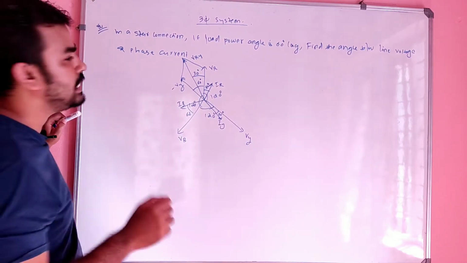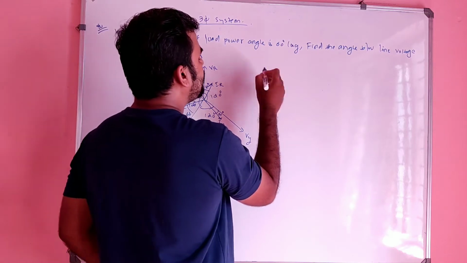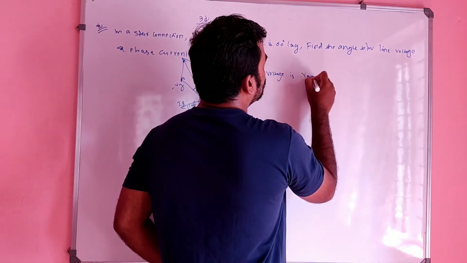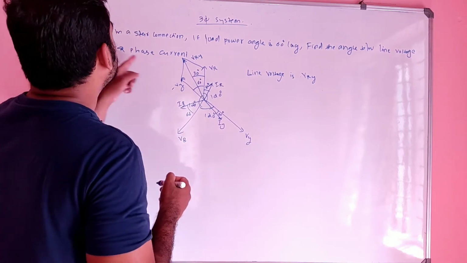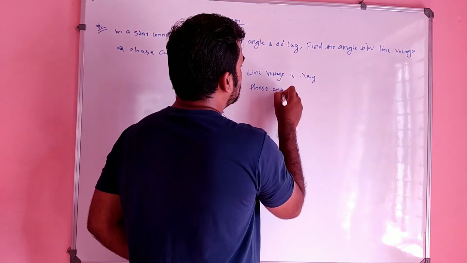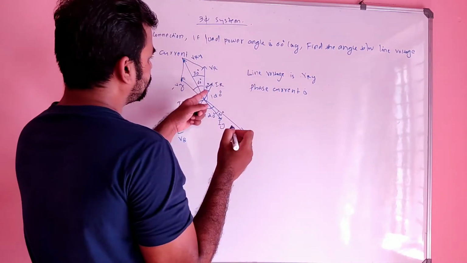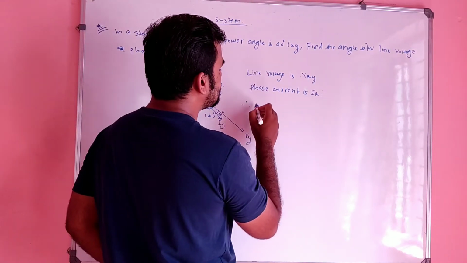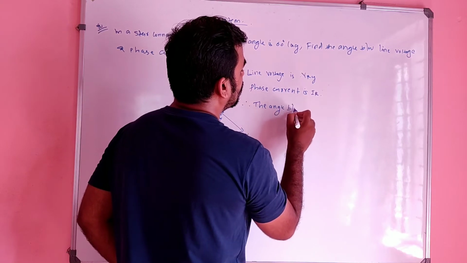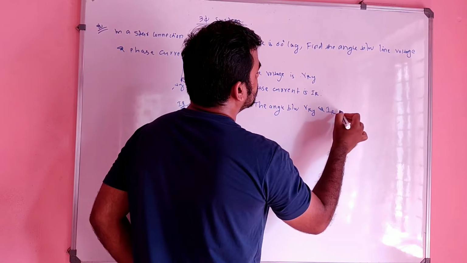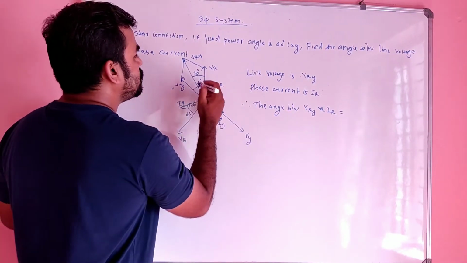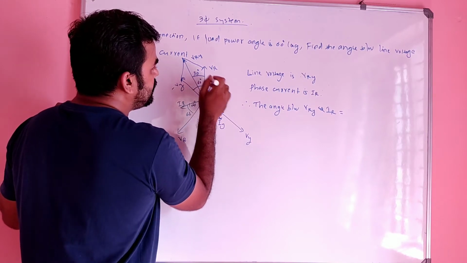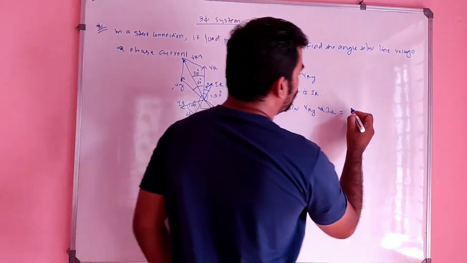So to find the angle between line voltage and phase current: line voltage is nothing but VRY, right? What is the phase current here? Phase current is nothing but IR. So we have to find the angle between VRY and IR. See, this is VRY, right? From VRY to VR, it is 30 degree. From VR to IR, it is 60 degree, right? So the total angle will be what?